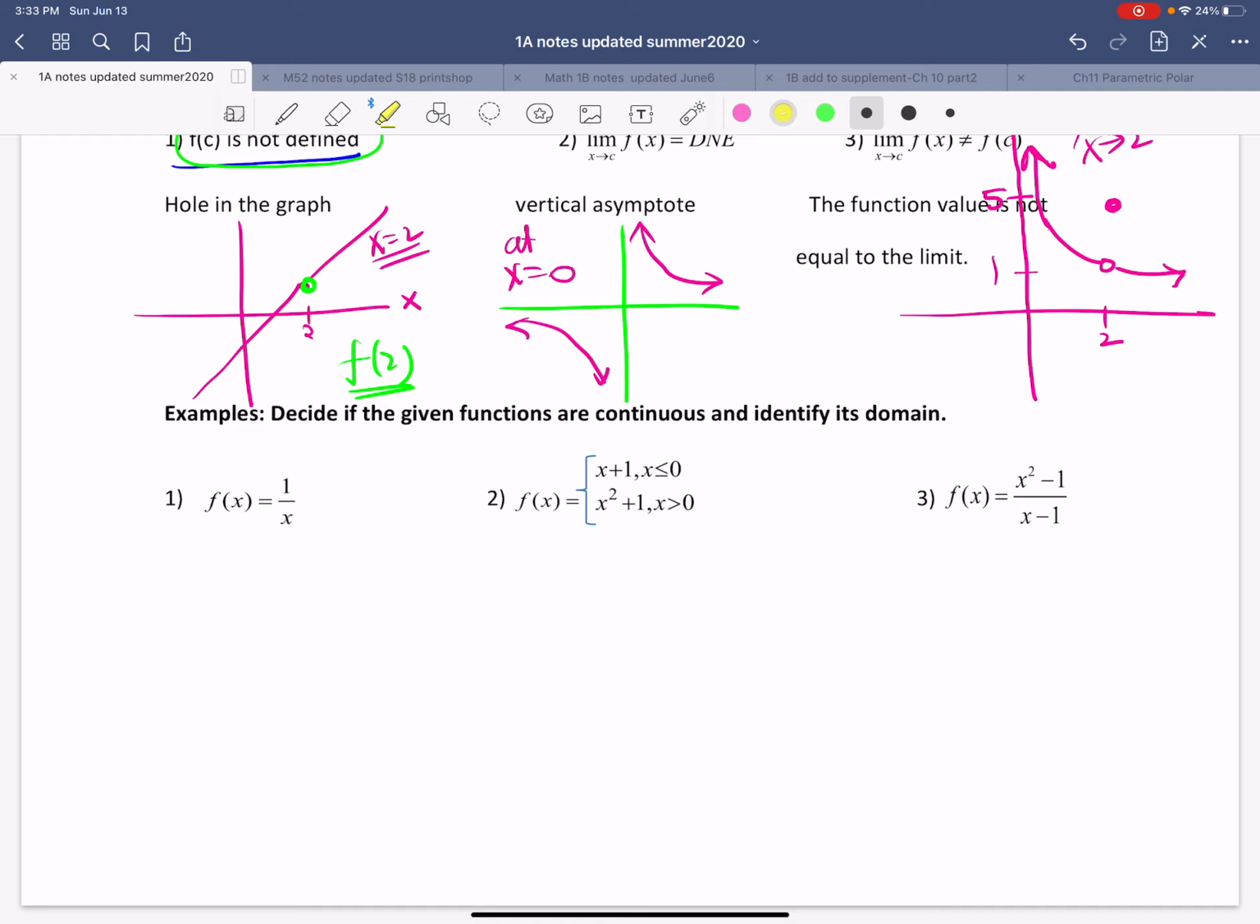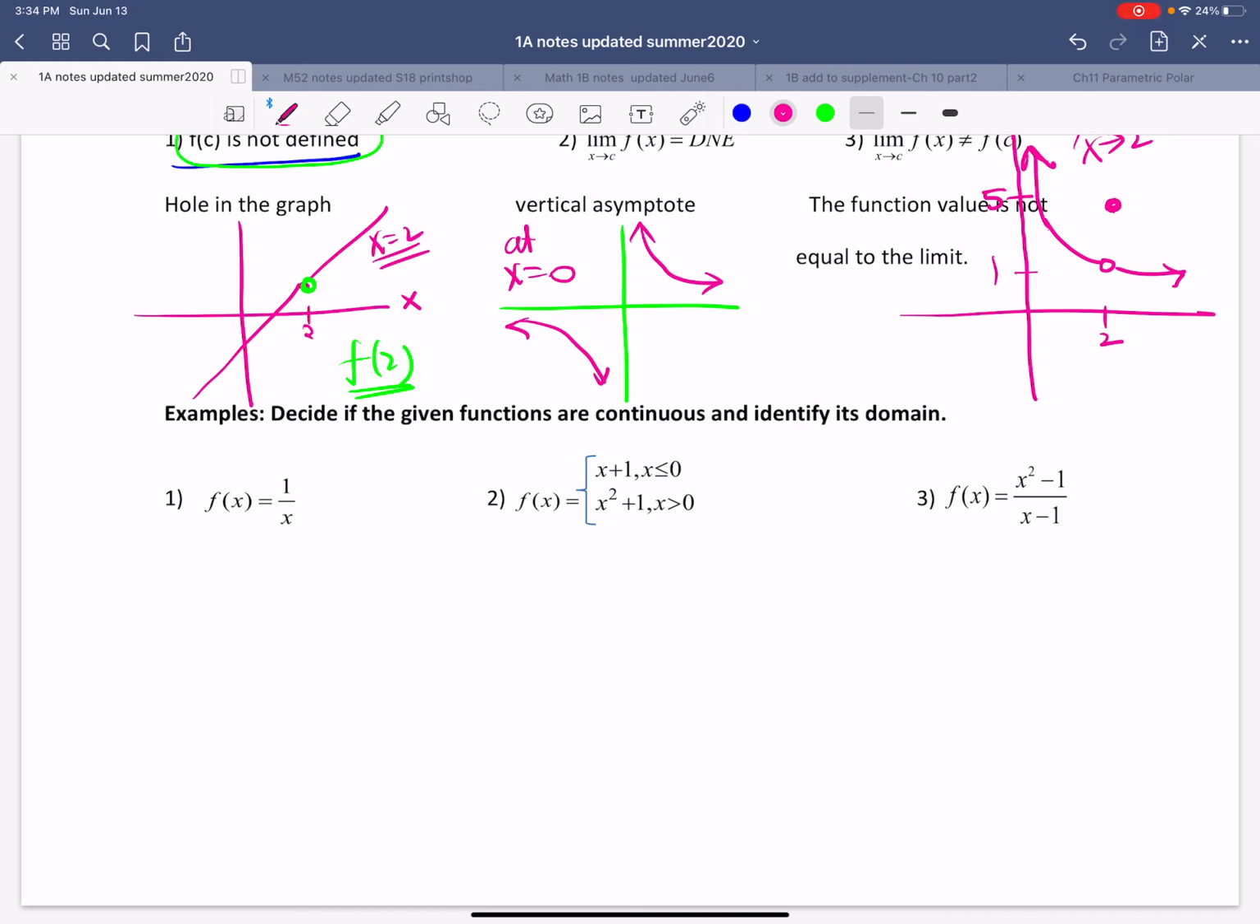Decide if the given function is continuous and identify its domain. Whenever we're talking about the domain, there are three big things we need to keep in mind. One, if you're dealing with a rational function, the denominator should not equal 0. Second, if you're dealing with a radical, then you should not have a negative inside the radical. Inside an even root, no negative is allowed. If you have an odd root, then it's fine.